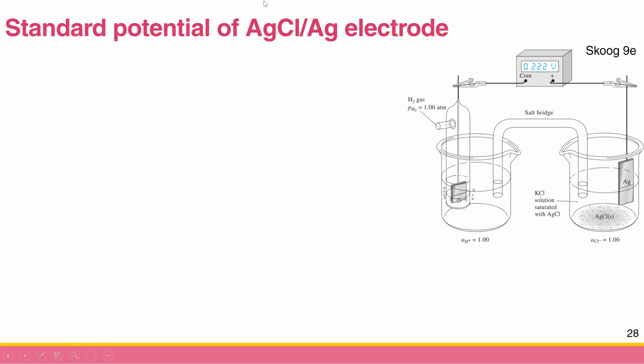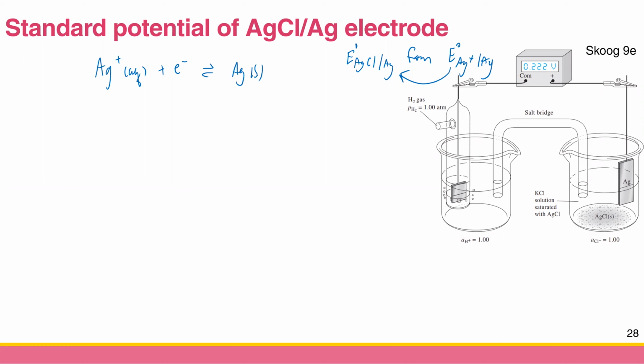For this one, I leave some white space so that you can take notes. I'm going to show you how to calculate the standard potential of silver chloride silver from the silver ion silver. So first, you have to write the Nernst equation of this reaction: silver plus electron gives silver solid, because we want to start from this one.